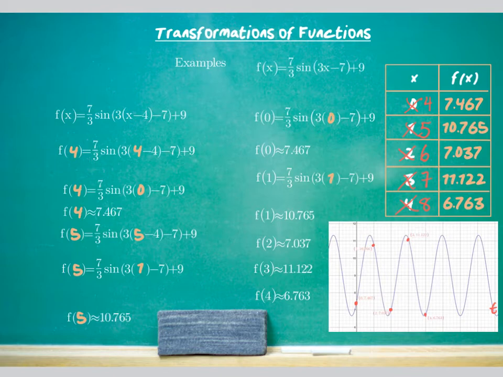Well, what does that do to the graph? Instead of 0, 7.467, we now have 4, 7.467. So this dot goes over here. Instead of 1 at 10.765, we now have 5. So this one goes over here. And every dot, as you can see, will move 4 to the right. This entire graph moves 4 to the right. So when we look at the equation, when you put an x minus 4, every dot moves 4 to the right.